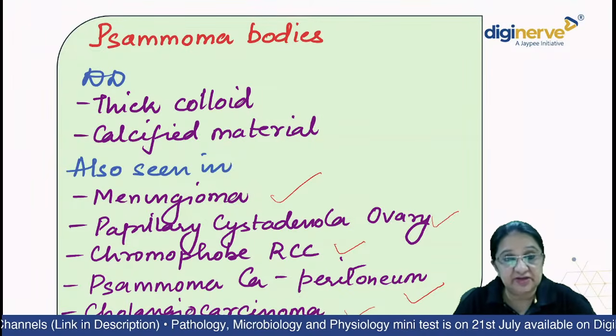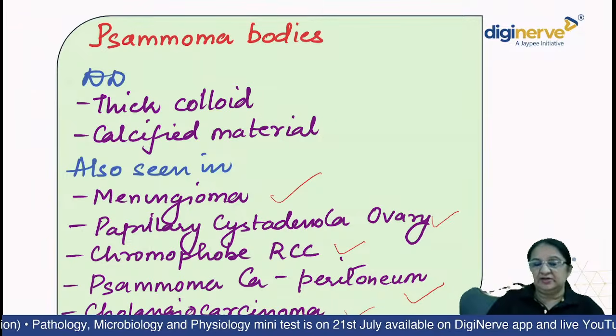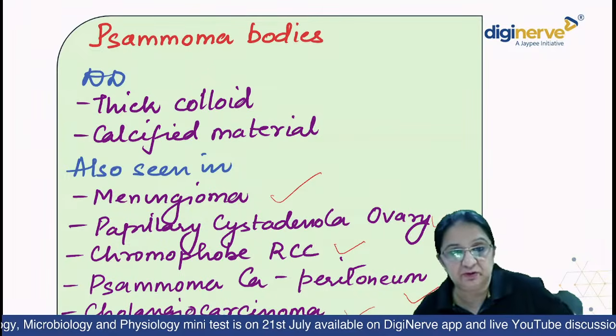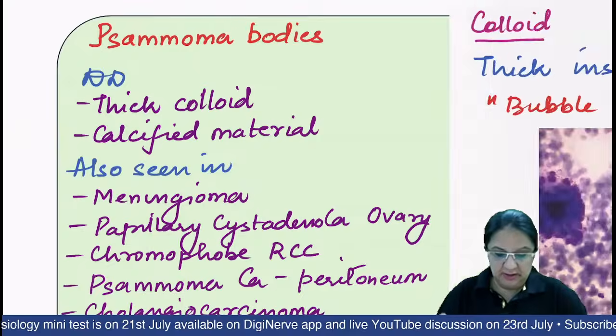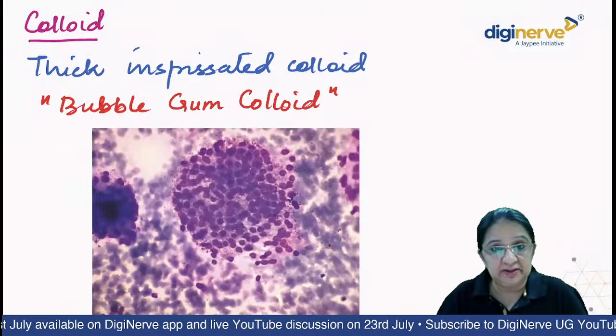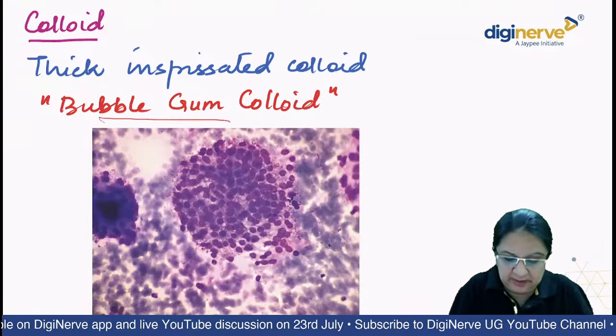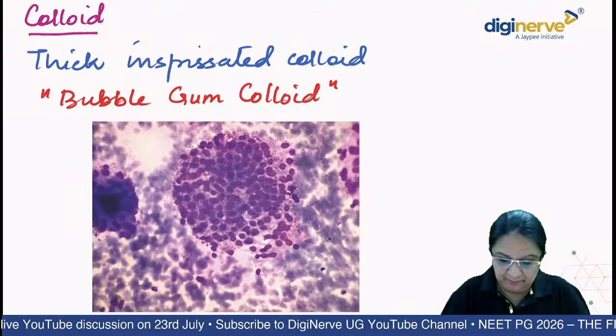On FNAC, you cannot see Psammoma bodies, but on the slide, you can. So it can also be confused with calcified material or thick colloid, right? Now, colloid on FNAC in papillary carcinoma, you get bubblegum colloid. It's a thick insipid colloid, right?